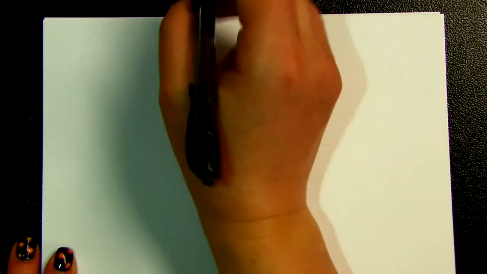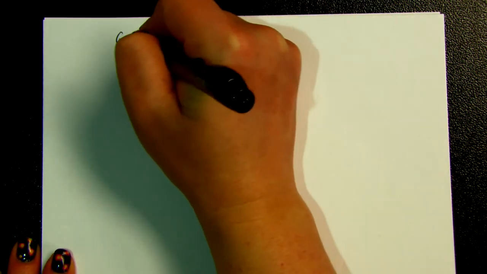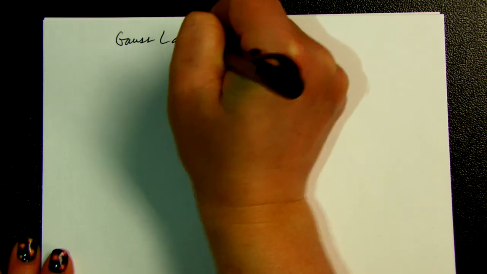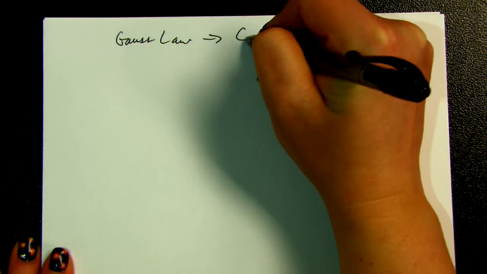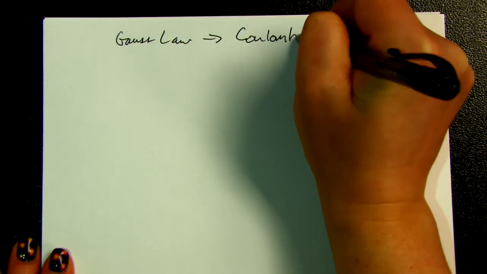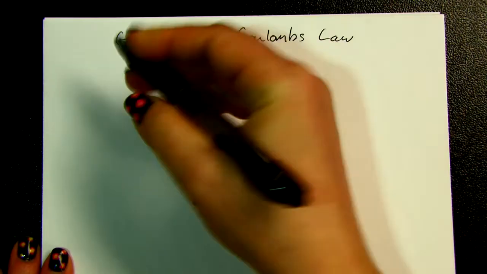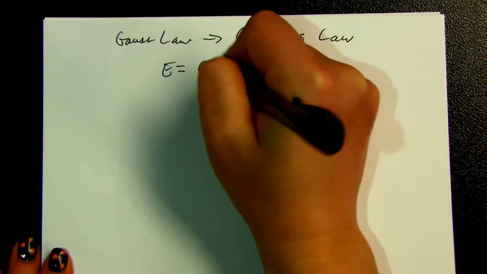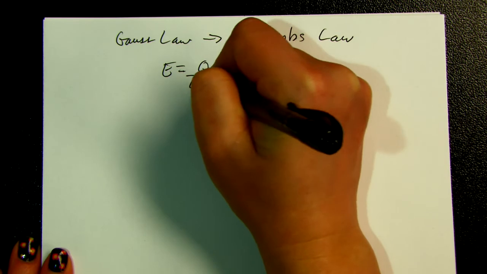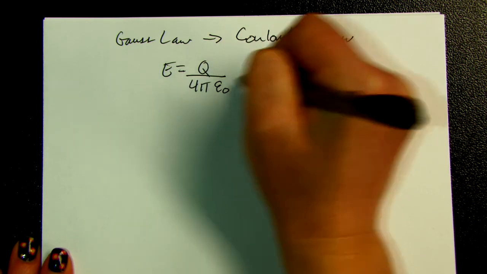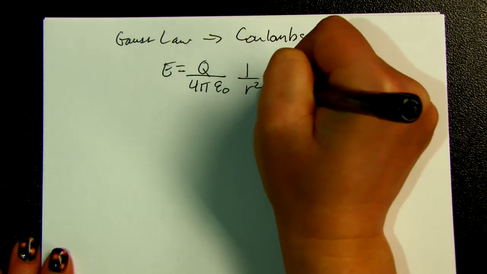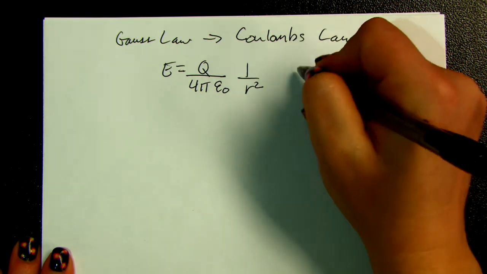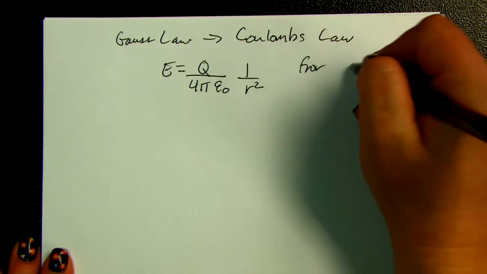So last time we had just used Gauss's law to get Coulomb's law. So that would be E is equal to Q over 4 pi epsilon naught 1 over r squared for a point charge.